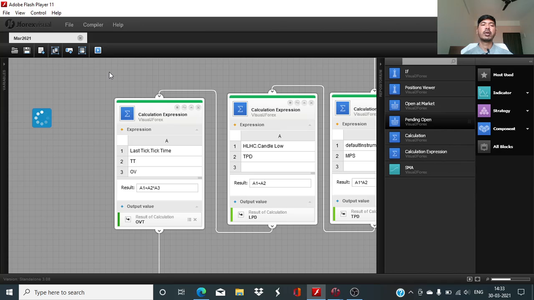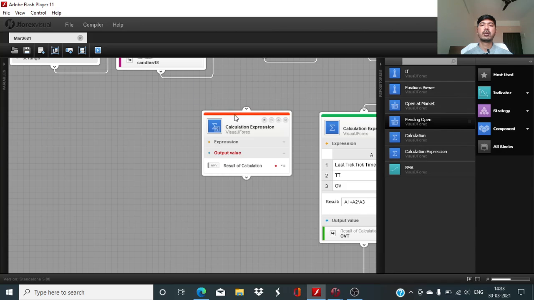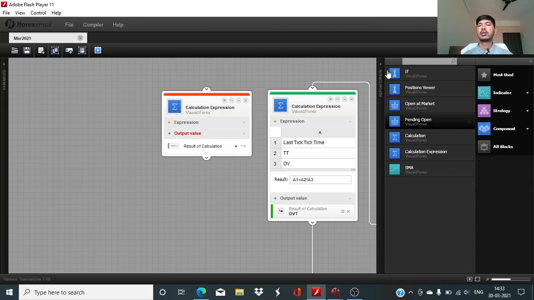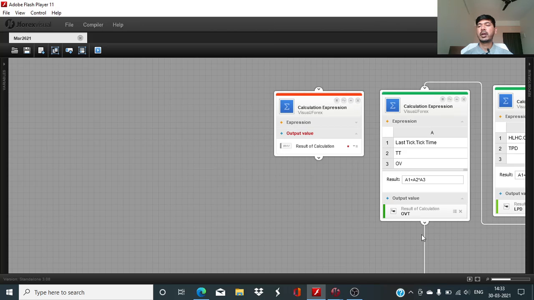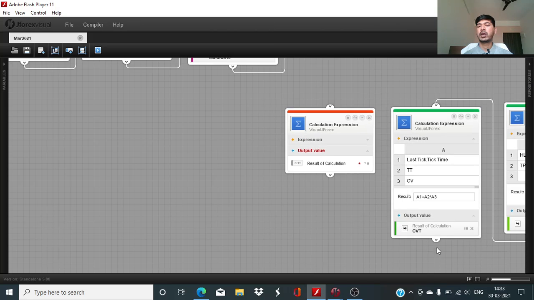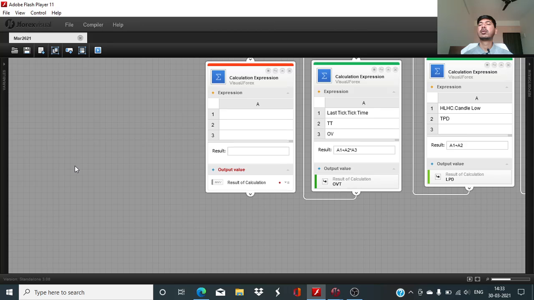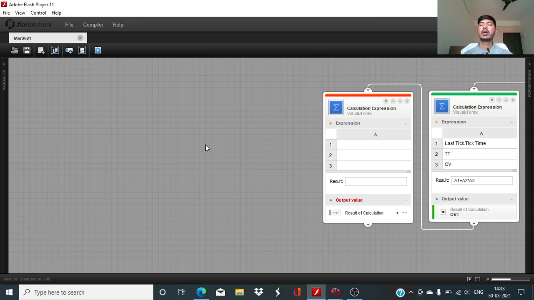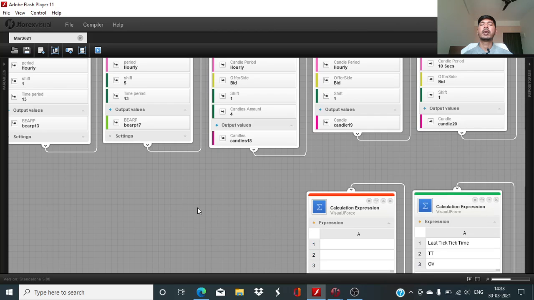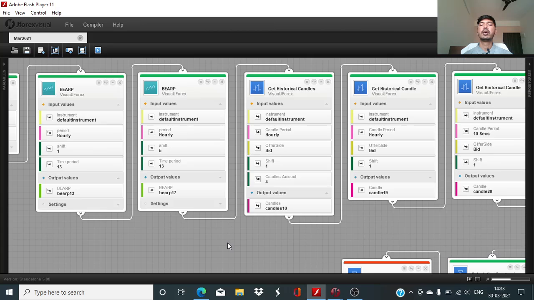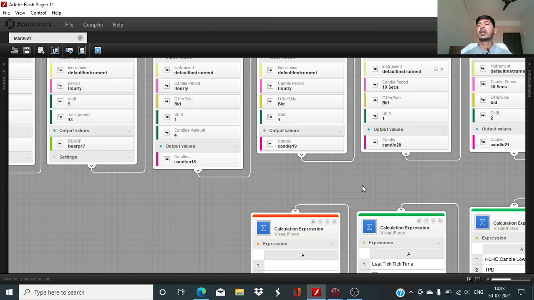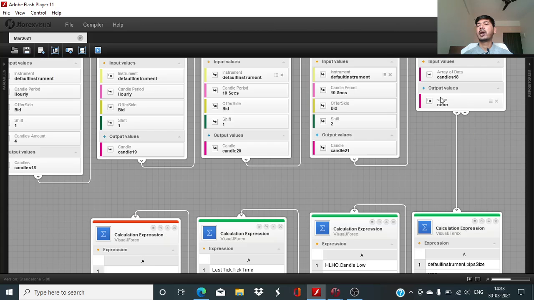So I will take calculation expression here, and we will need to disconnect it for the time being. And for the sell trade, we will have to retrieve the highest point of HLSC.